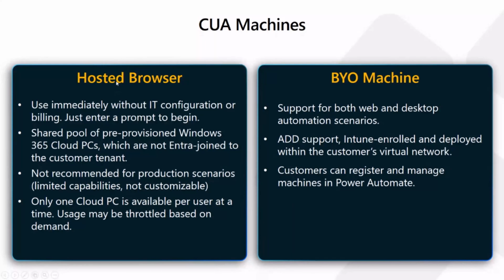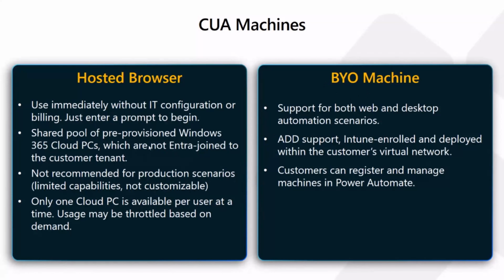But if there are use cases where you want entire control of your bot execution, in that case you do BYOM, bring your own machine, that supports both web and desktop automation scenarios. You can register and manage these machines in Power Automate Cloud through the admin interfaces. For most enterprise use cases, people would go with this. Once this CUA technology is available for production-grade applications, people will prefer this option.